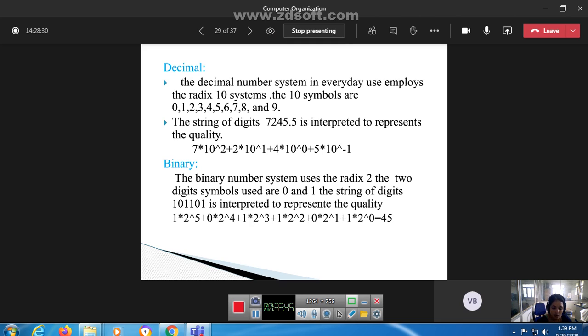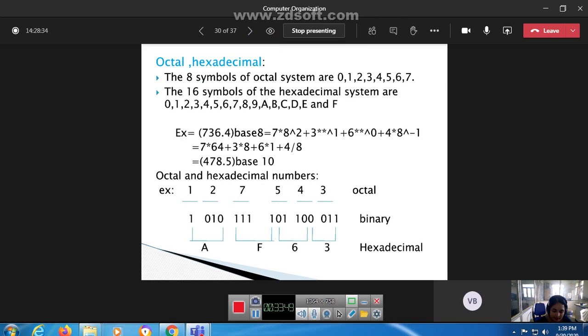Next coming to the octal and hexadecimal. In the name itself we can understand. Beside the decimal and binary number systems, the octal is represented with radix 8 and hexadecimal with radix 16. They are important in digital computer work. The 8 symbols of the octal system are 0, 1, 2, 3, 4, 5, 6, 7. The 16 symbols of the hexadecimal system are 0, 1, 2, 3, 4, 5, 6, 7, 8, 9, A, B, C, D, E, F. These are the hexadecimal representation symbols.